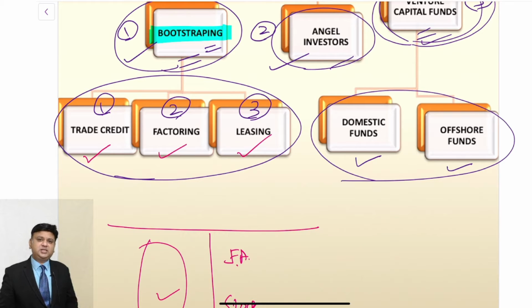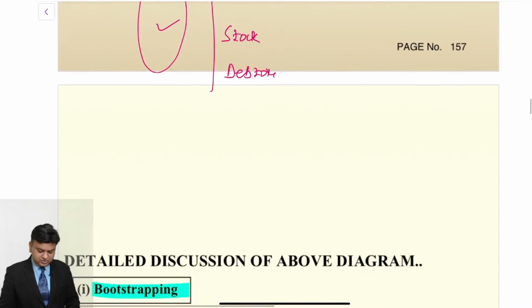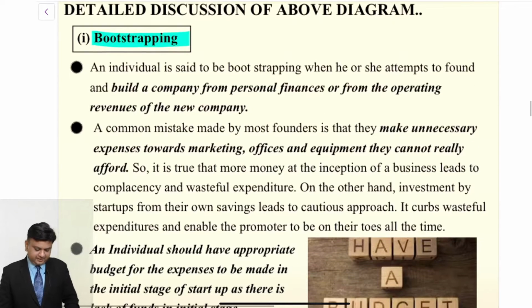And the third thing they have provided is that you should not allow your funds to be blocked in the business in the form of debtors, and you should get them released by factoring the accounts receivable. So keeping all these things in mind, let us now read the content.